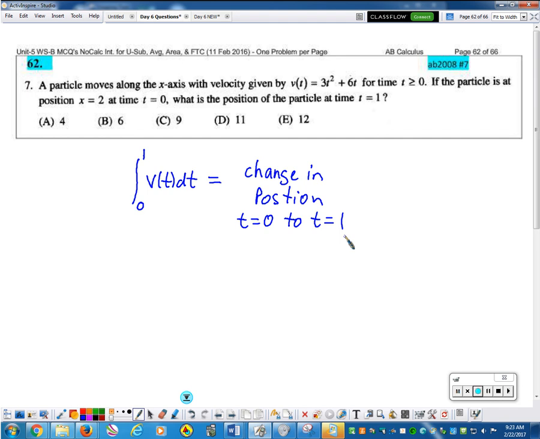Question. Once I know that change of position, I simply need to combine that with the fact that at time equals 0, the particle is already at 2, and then I'll know the new position. So my thought is, let's go find the velocity's integral. So it goes 0 to 1, 3t squared plus 6t dt. I need to do the integral without my calculator.